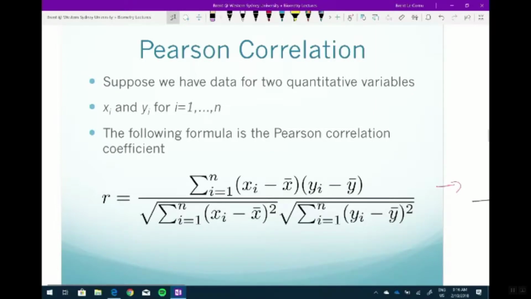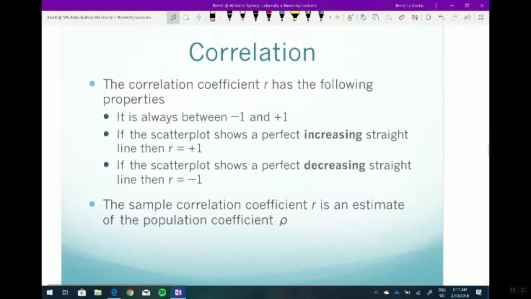I want to work out someone's height based on the length of a bone in their hand. How closely linked are those two variables? Is it really, really tight, or is there basically no relationship at all? That number will tell me. That's all it is. The correlation coefficient.